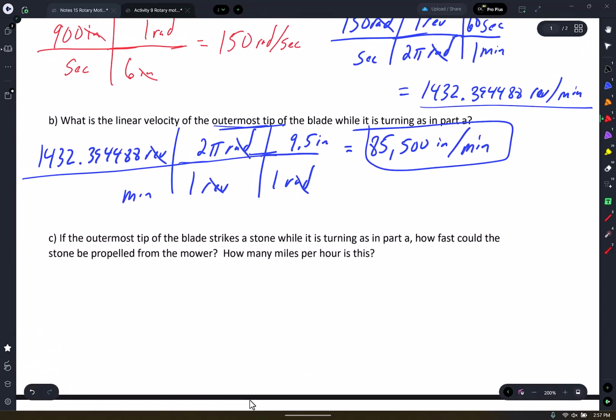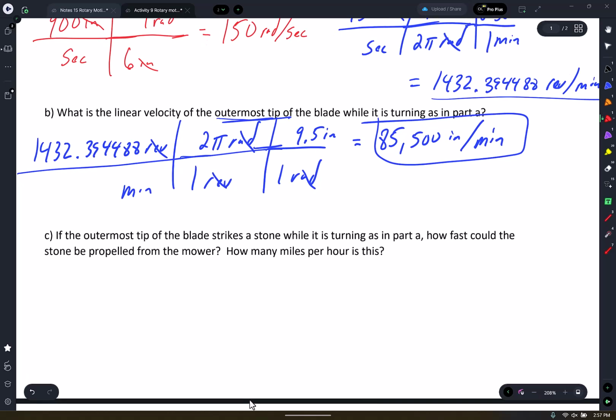So today, guys, when you go home, tell your parents. Maybe your dad will be impressed. Like, Dad, I know how fast a rock is coming out when a lawnmower strikes it. Look, we're about to figure it out right now. If the outermost tip of the blade strikes a stone while it is turning, as in part A, how fast could the stone be propelled from the mower? How many miles per hour is this?